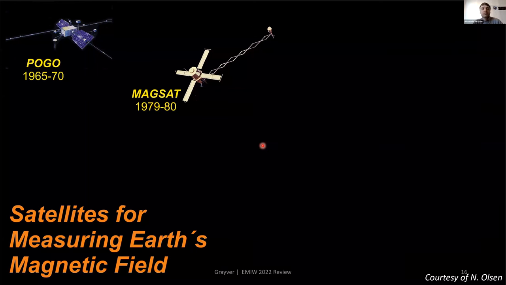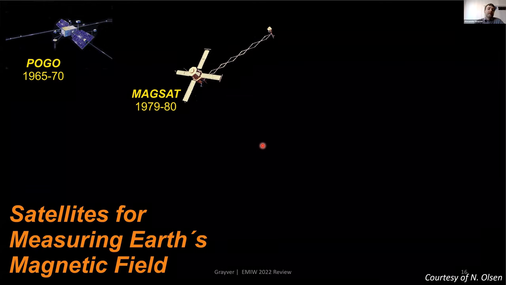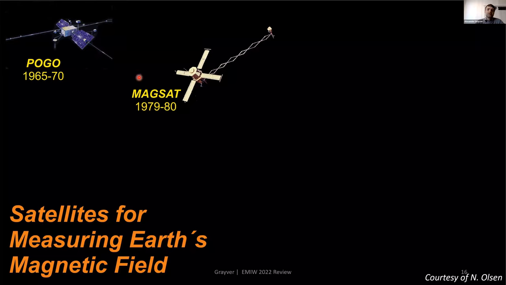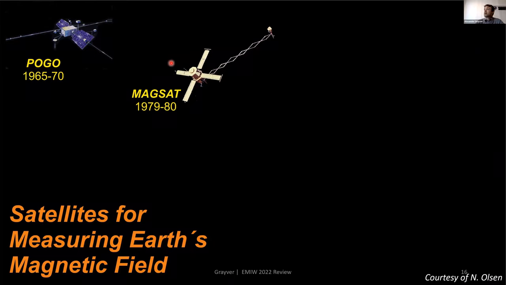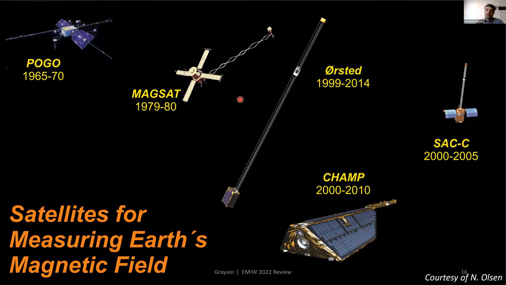Then finally, we go to space, and we also have occasionally satellites that measure magnetic data. And some of this data is suitable for electromagnetic induction studies. So we had first satellites with high quality magnetometers, POGO. That was, however, only a scalar magnetometer. Then Magsat carried a vector magnetometer and measured the vector magnetic field. But that was only for a very short period of time, so that was quite limited what one could do with this.